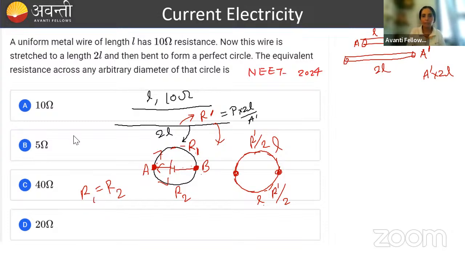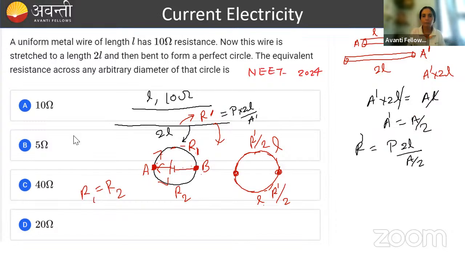So we need to calculate A dash into 2L equal to what do you write? AL. L cancelled. A dash becomes how much? A by 2. So R dash is equal to how much? Rho 2L by A by 2. So this is equal to 4 into rho L by A. And rho L by A is equal to 10 ohm, because initially it has resistance rho L by A, and that is given as 10 ohm. So this is 4 times 10, which is 40. So R dash value is 40 ohm.